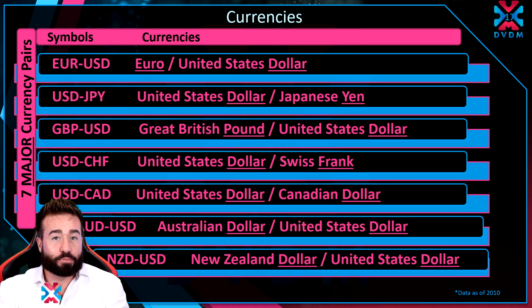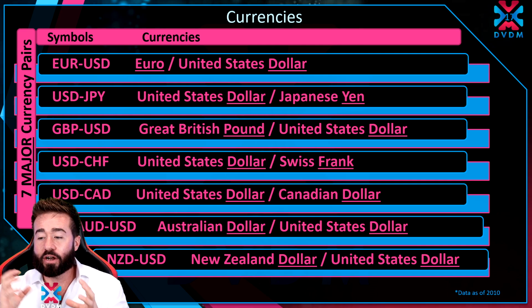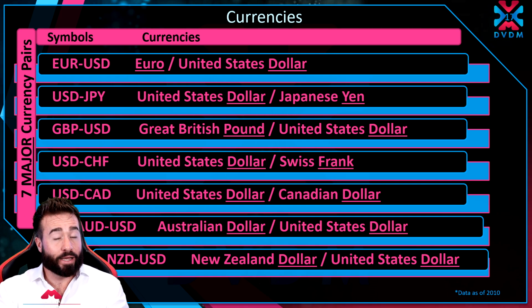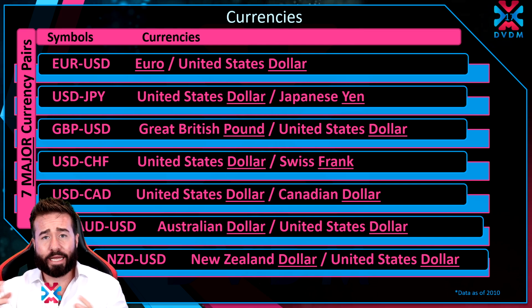So the answer should be United States dollar. United States dollar is the common denominator here. And when we talk about major currency pairs, we will always find the United States dollar involved in these majors because, like I said, it almost represents half of the total market transactions. When the United States dollar is involved with another major currency pair, this creates what we call the 7 major currency pairs. Now, the order in which they are listed is greatly important.